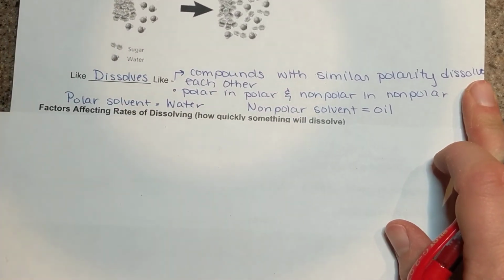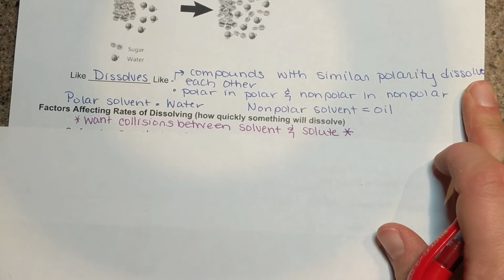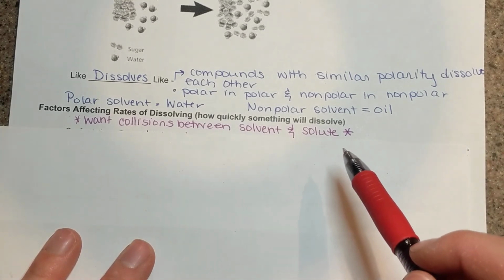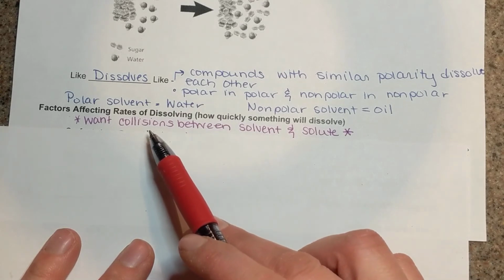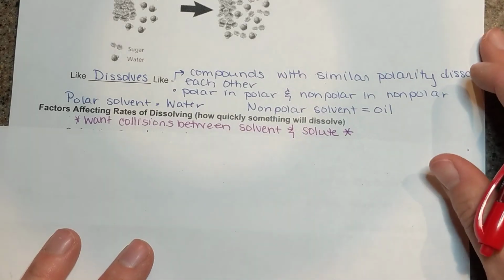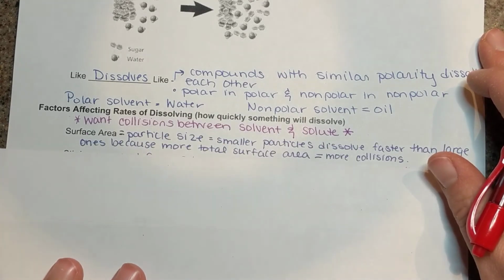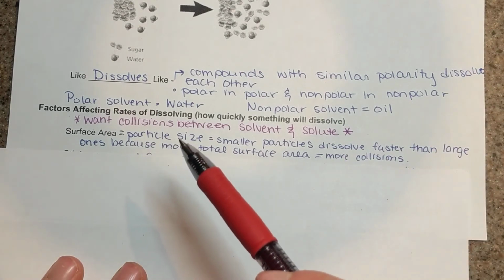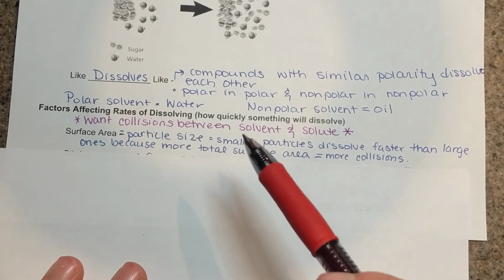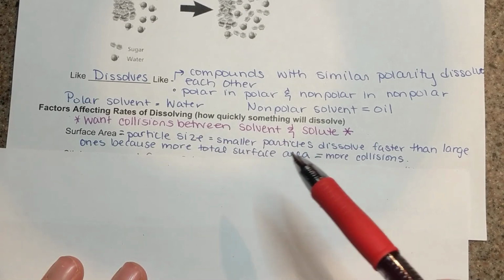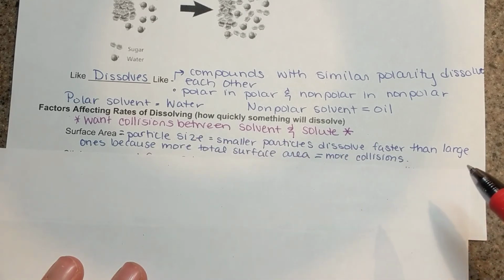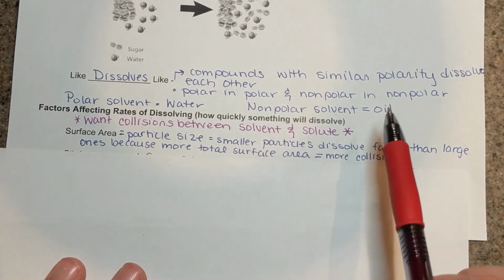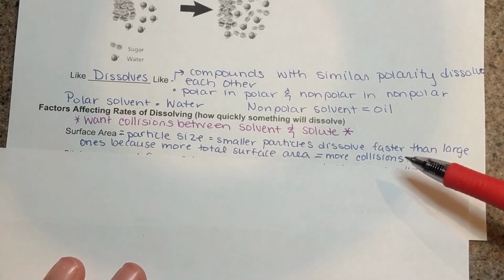When we're making a solution and we want it to happen quickly, we want to have many collisions between the solvent and the solute. The more collisions we can have, the faster my rate of dissolving. The first thing that we can do is have a large surface area, which means a small particle size. The smaller my particles, the faster they will dissolve than the large ones because there's more total surface area, and more surface area means more collisions.